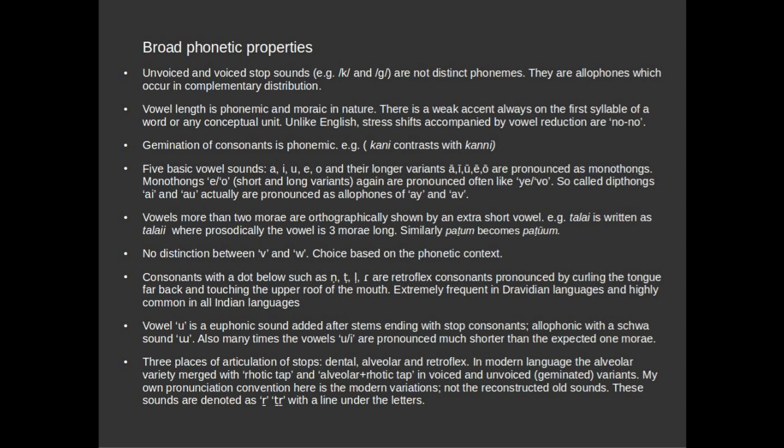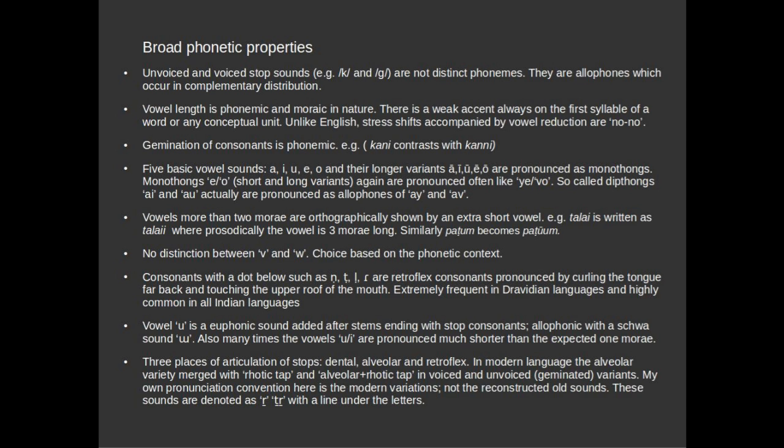So this requires more explanation, but I'm not going into that. Just remember that sometimes the vowels oo and e are pronounced much shorter than expected. There are three places of articulation of stops: dental, alveolar, and retroflex.